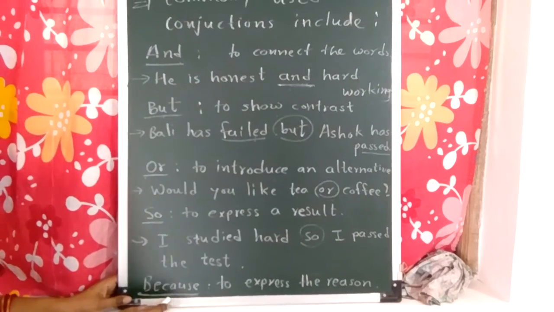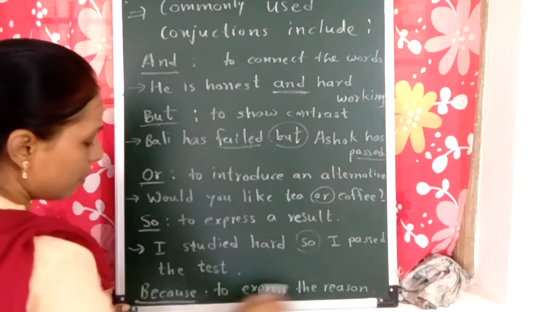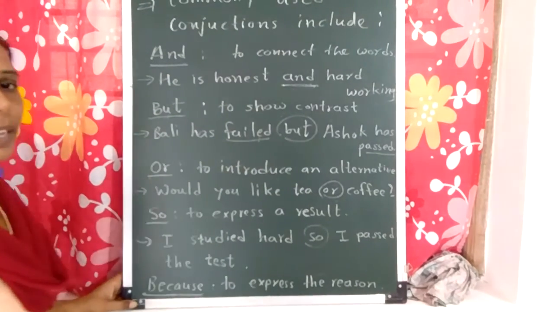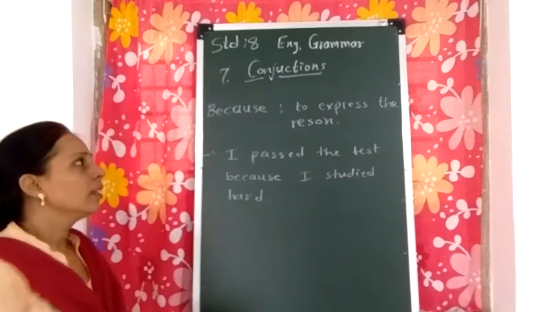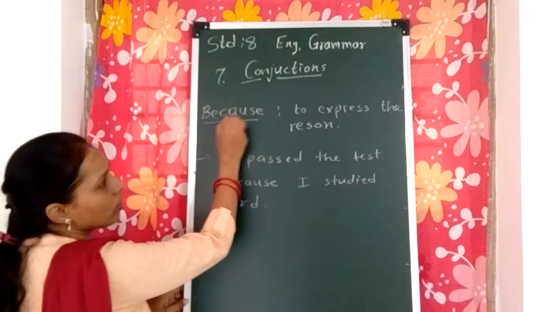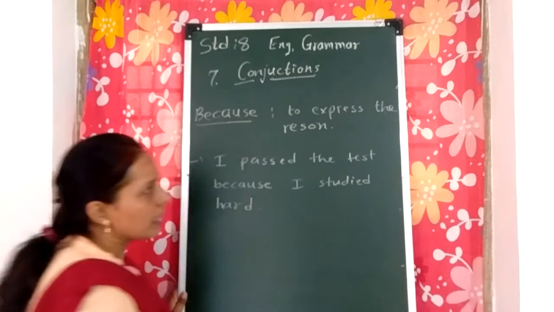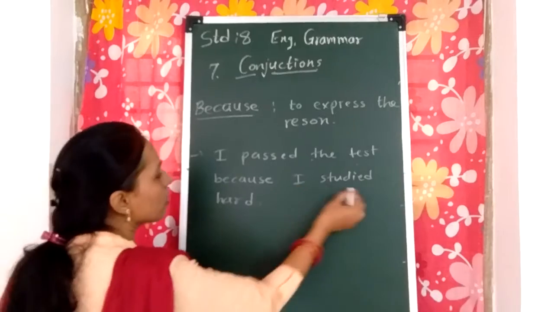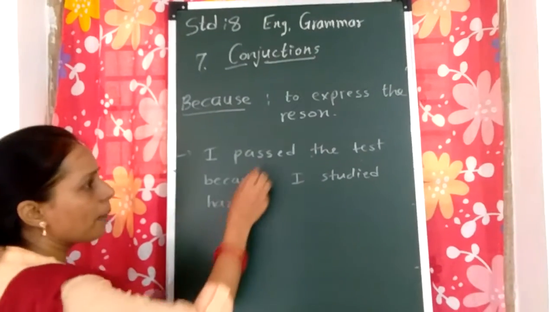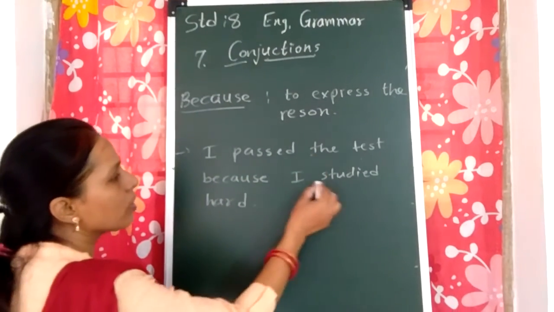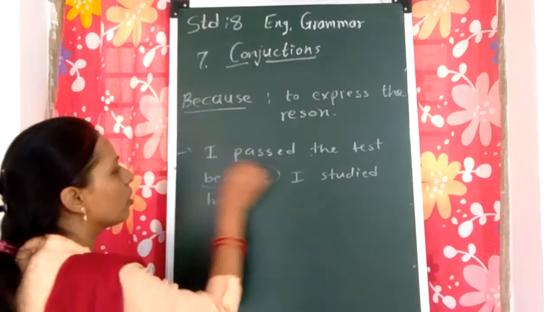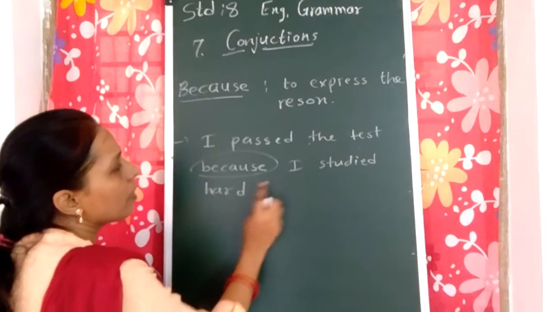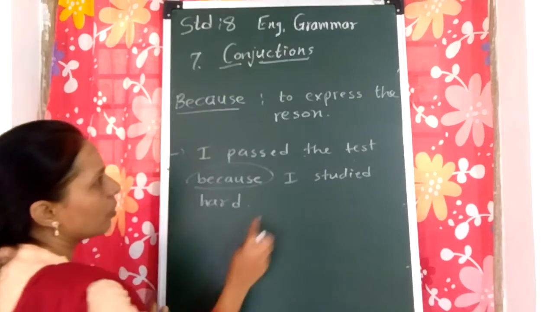Now 'because' is used to express the reason. For example, I passed the test because I studied hard. I passed the test. How? Because I studied hard. So 'because' is a conjunction and it is used to express the reason.